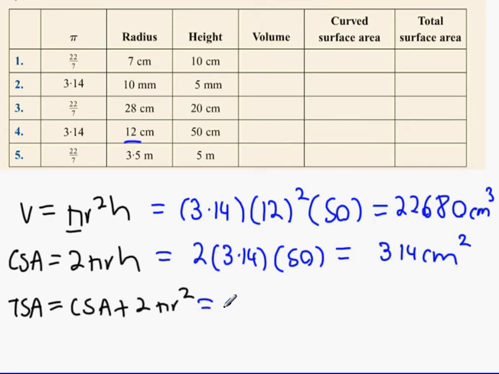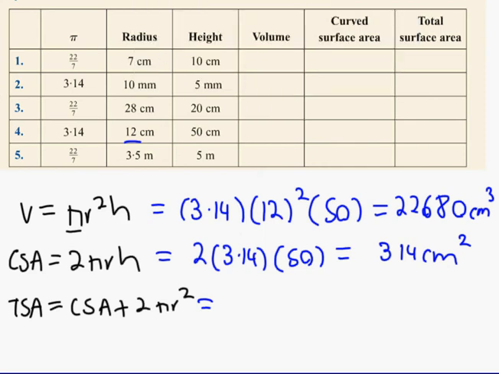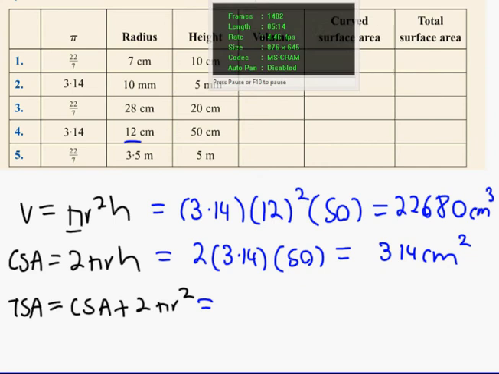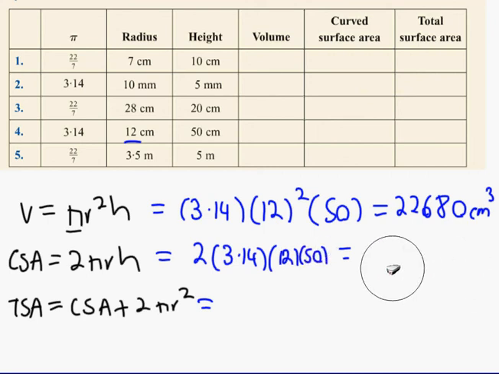What about TSA? Curved surface area is worth how much, guys? This one's wrong. Sorry guys, I forgot to put in the radius, is what Kenny was telling me. He's right. It's meant to be 2 pi r h. So it's 12 times 50. My mistake. And what do you get for that, Kenny? Okay, thank you.